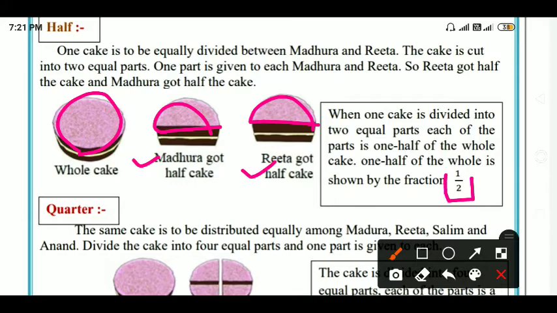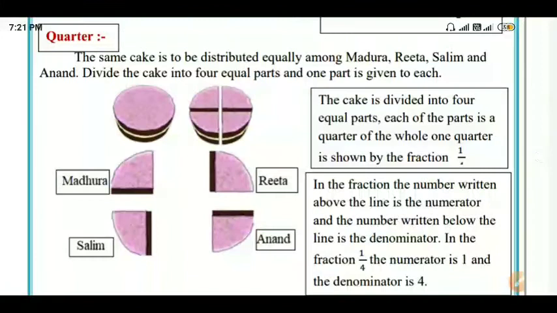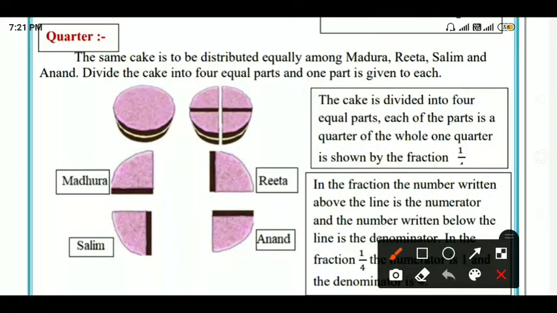Now, quarter. The same cake is to be distributed equally among Madhura, Rita, Salim and Anand. Divide the cake into 4 equal parts and one part is given to each. This is the whole cake and this cake is to be distributed equally among Madhura, Rita, Salim and Anand.